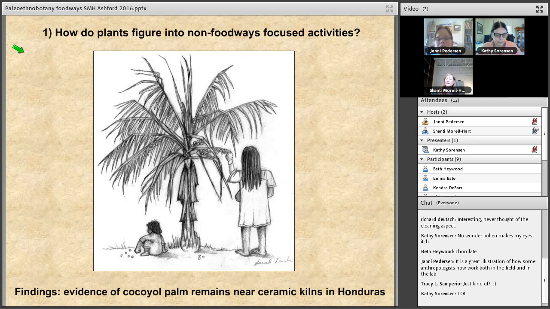So from one of these sites in Honduras, the site of Cerro Palenque, we found remains of the cocoyol palm. And here's illustrator Sarah Davidson's depiction of what picking some of the fruits from the cocoyol palm might look like. We found some of these cocoyol palm remains next to ceramic kilns where people were producing ceramics and firing them, basically in these huge ovens. We're finding evidence of a bunch of these palm endocarps, the inside of the palm fruit.